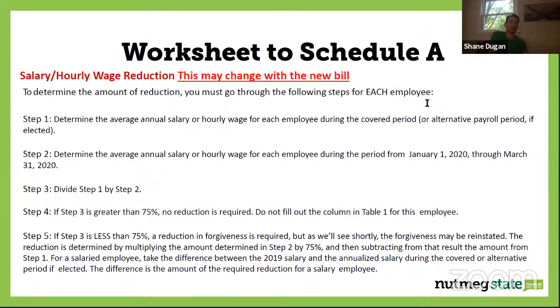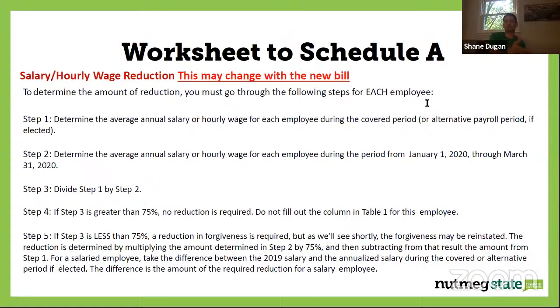So step 1, you determine the average annualized salary or hourly wages for the employee during that covered period or the alternative covered period. All right, you're then going to determine the average annual salary for the employee during the period of January 1, 2020 through March 31st, 2020. You take those two figures, you divide 1 by 2. If step 3 is greater than 75%, and this is where I think it might change to 60%, then there's no reduction that takes place.